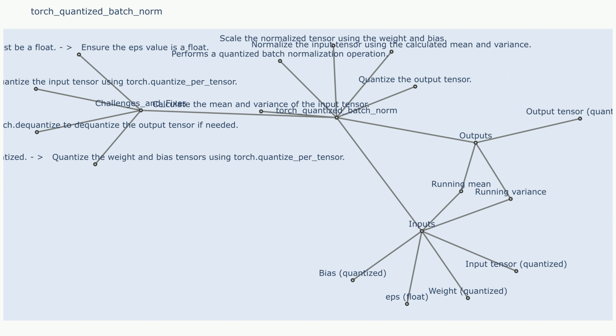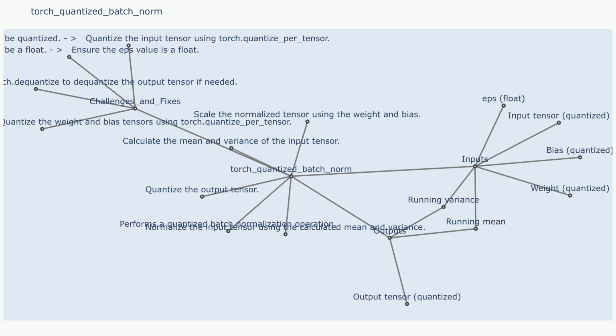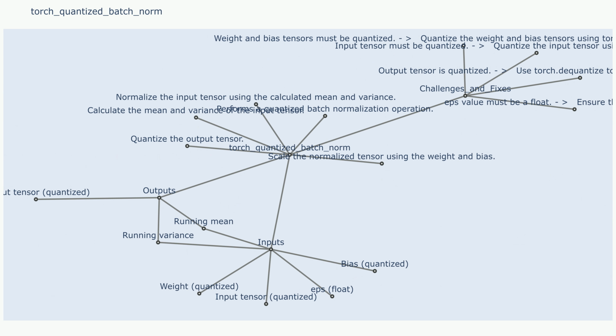Outputs. Output: a quantized tensor containing the normalized input data. Steps. The input data is first normalized by subtracting the running mean and dividing by the running standard deviation. The normalized data is then multiplied by the learnable scaling factor weight and added to the learnable bias.